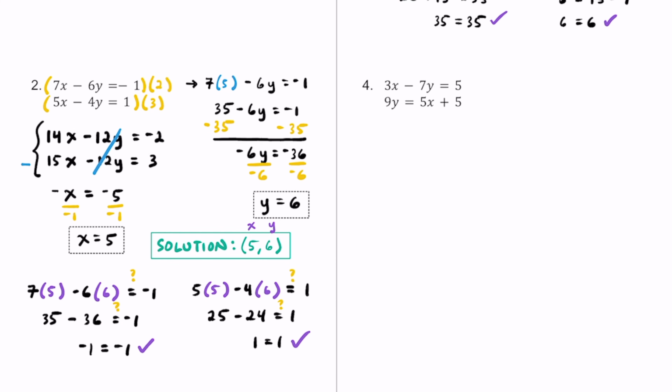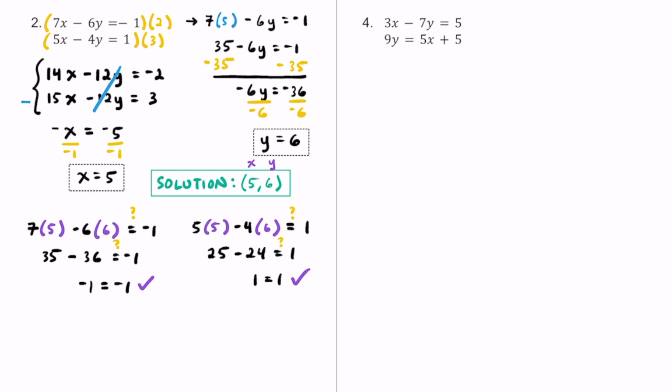Here's one final practice problem. For number 4, we have the equations 3x minus 7y is equal to 5. That one's already in standard form. We have your x and your y and your constant. But then the second equation, we have 9y is equal to 5x plus 5. So that's not in standard form.